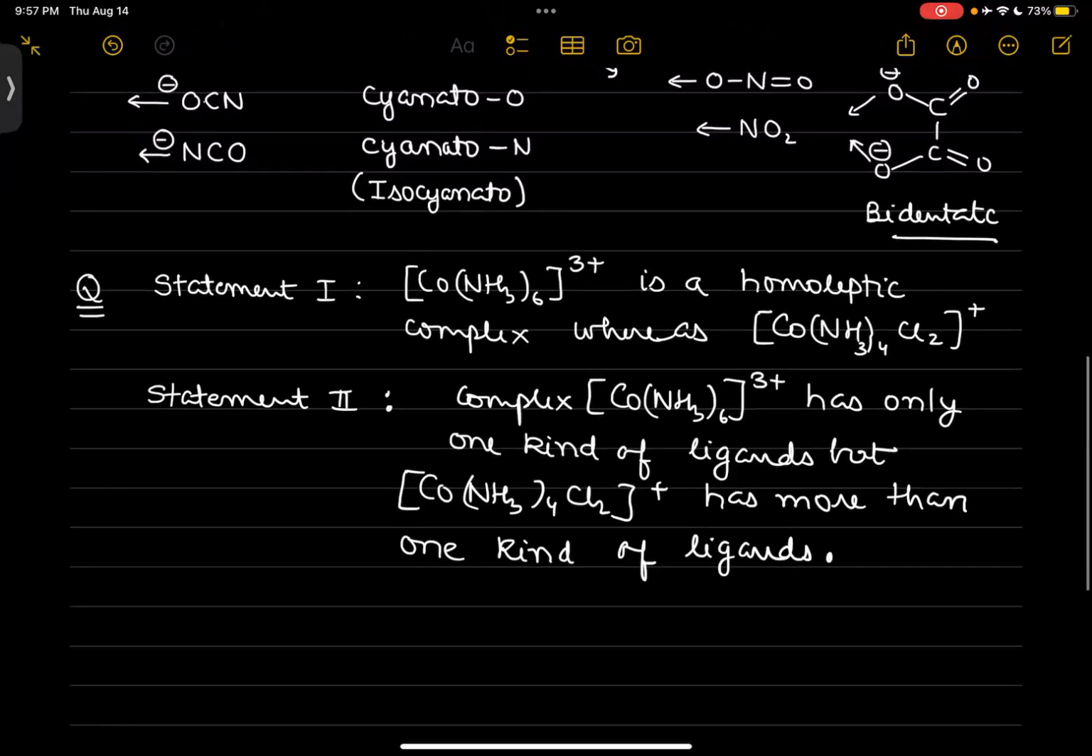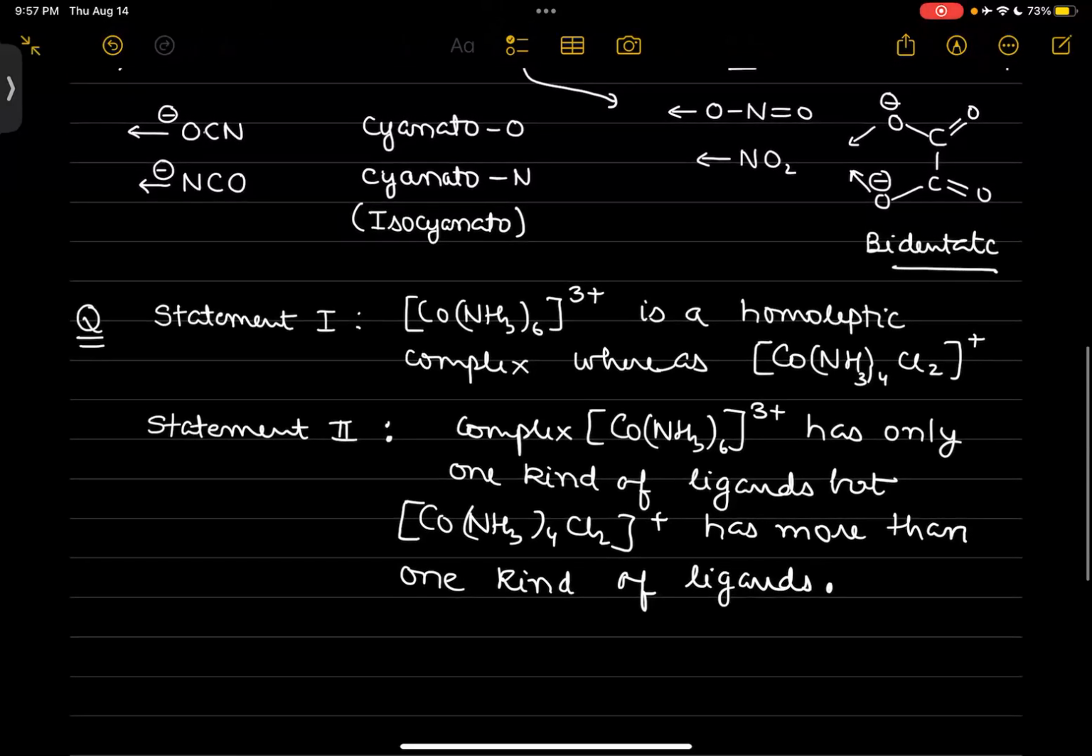So both the statements are correct only, right? Yeah, both the statements are correct. Absolutely. And is the reason also correct for the statement second? Is it the reason for the first one? Correct. Is the statement second the explanation of the first? Yeah, that is also correct. Got it. So second is explaining.